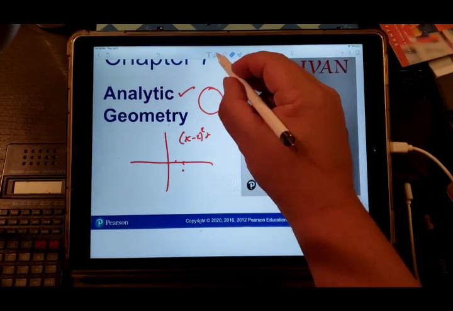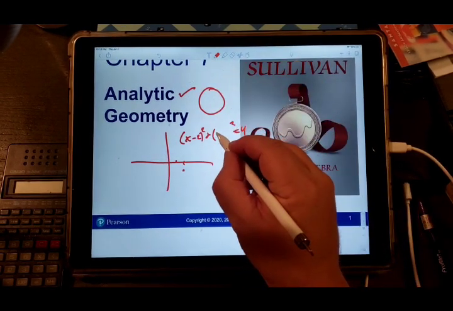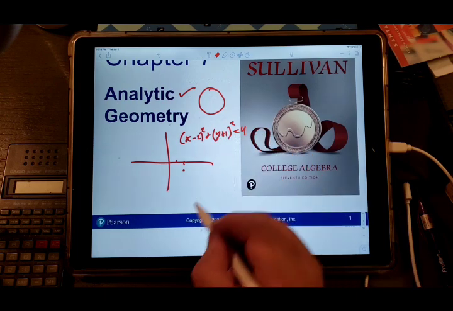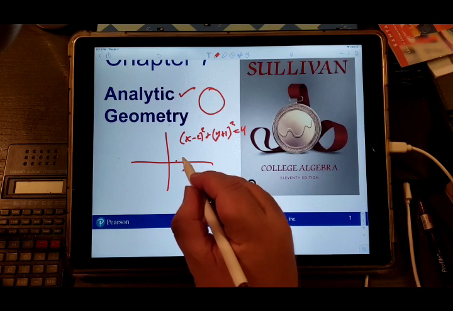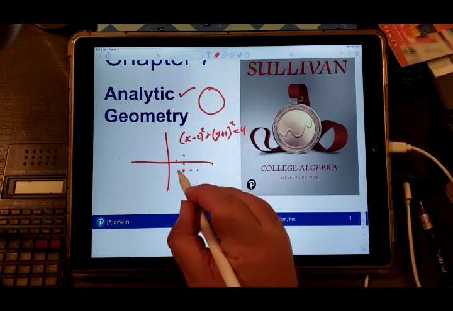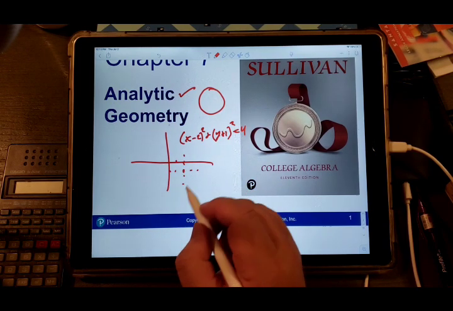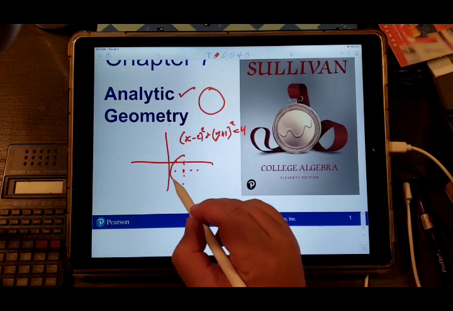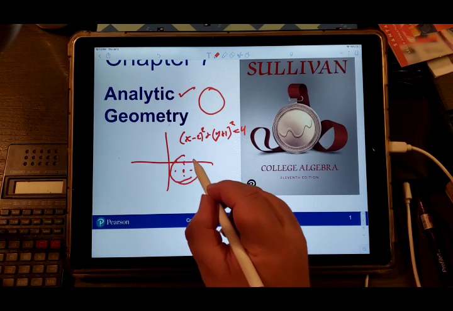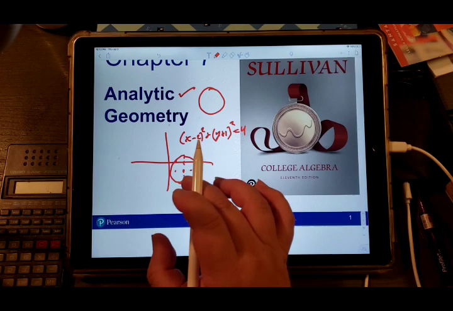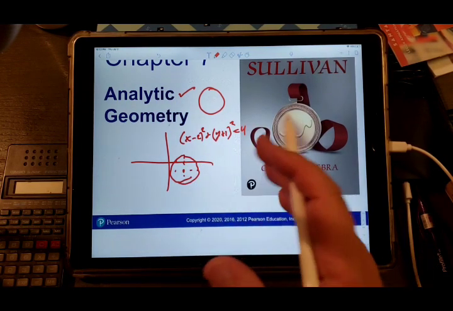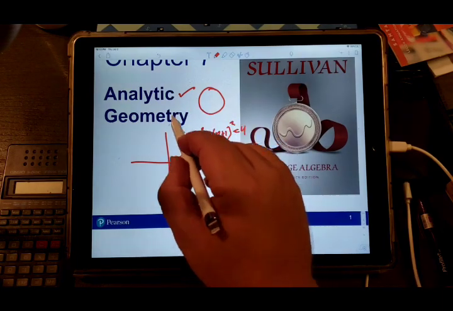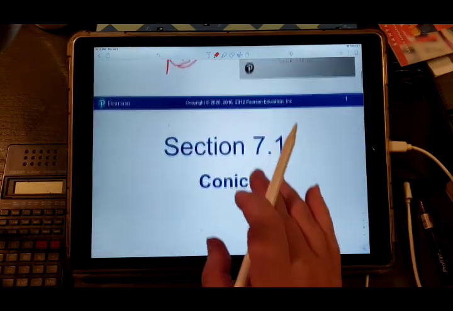Would help if you could read my writing. And you should already know how to do that, right? And then slope is 2, or not slope, radius is 2. And we have not just a circle, but a circle in a certain location. All right, geometry versus analytic geometry.